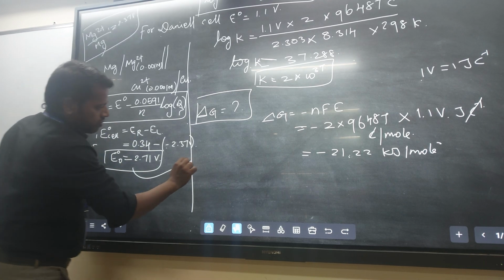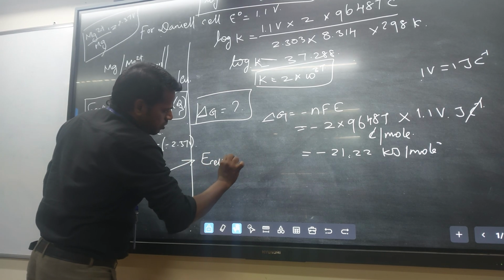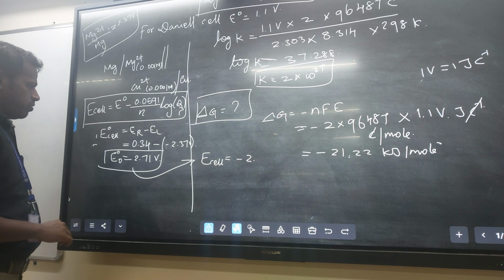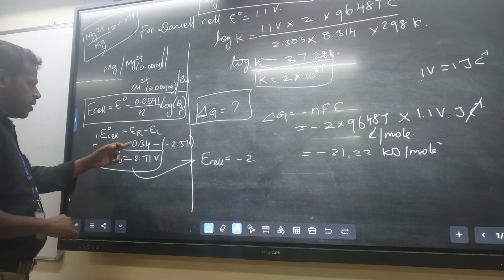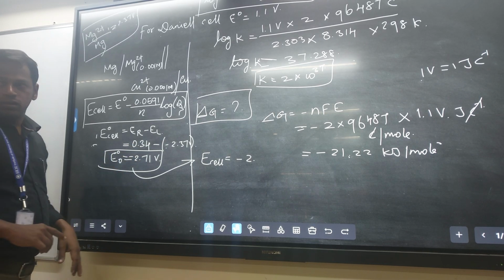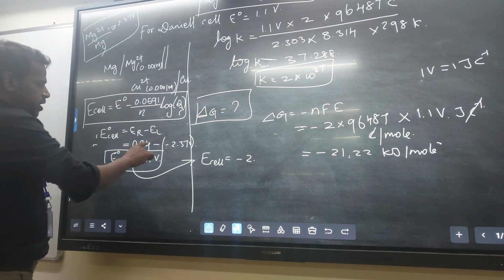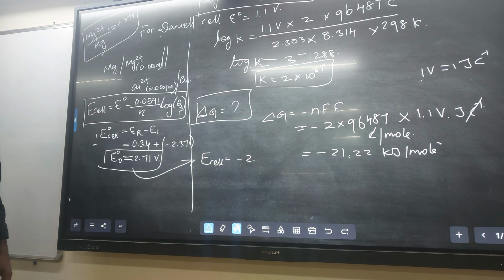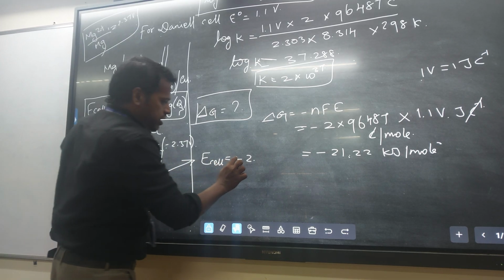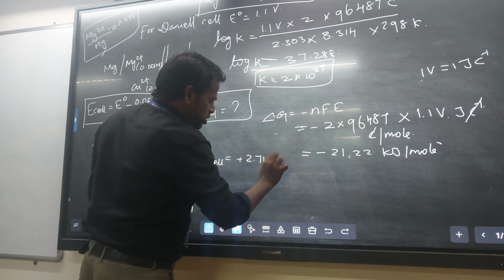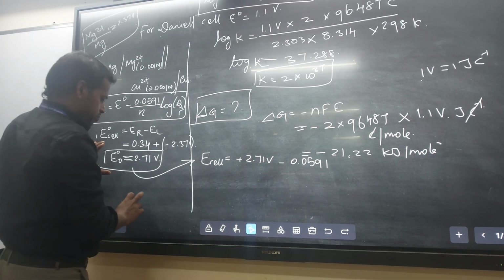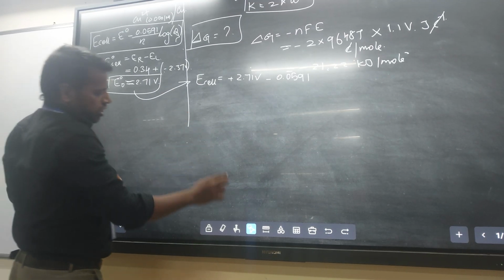I continue here, okay? E cell equals E0 cell value. Is it minus or plus? Plus. Minus is 0.34 only, no? Minus of minus gives plus. So finally we write plus 2.71 volt minus 0.0591.